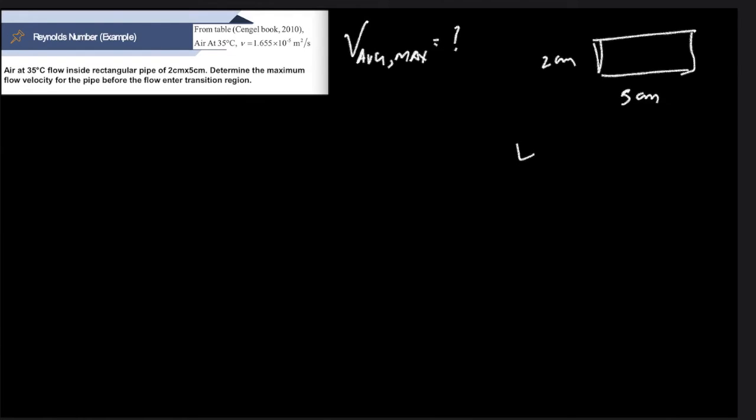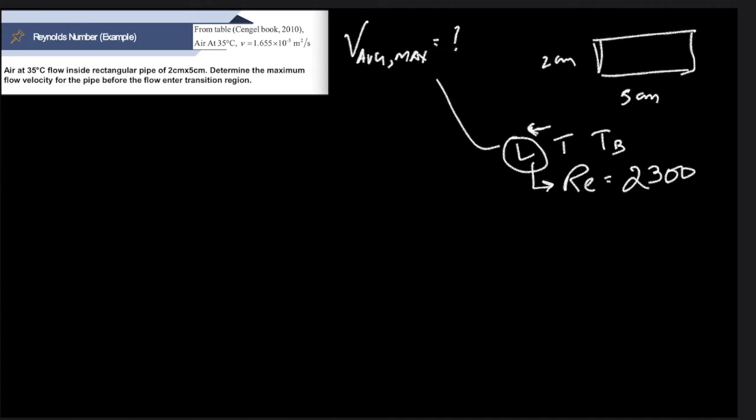Since we have the laminar region, transition region, and turbulent region, before the flow enters transition means that it is laminar. So we are going to use the maximum value of Reynolds number for laminar, which is 2300. The flow will remain laminar until it is 2300, and at this maximum value of Re we are going to get the maximum average velocity. So let's put this in the equation.